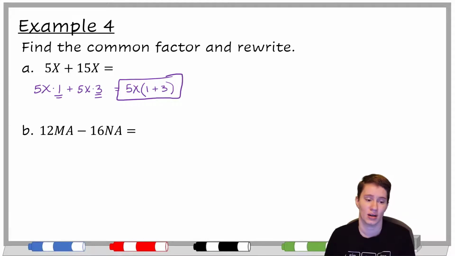So what do these have in common? For our numbers, 12 and 16 both have numbers that can divide into them. 2 divides in, but 4 divides in also. We want to pick the biggest number we can.